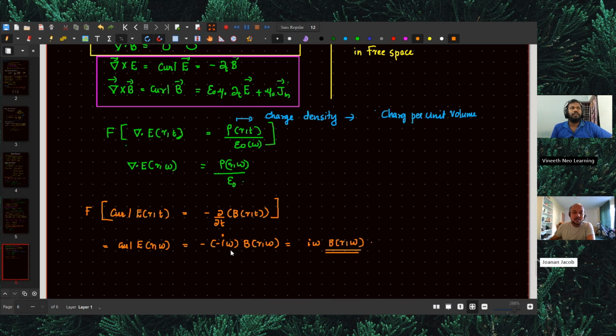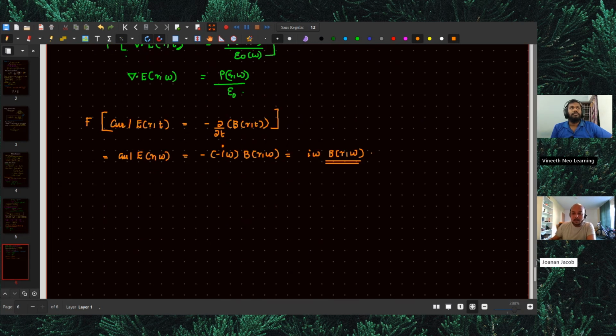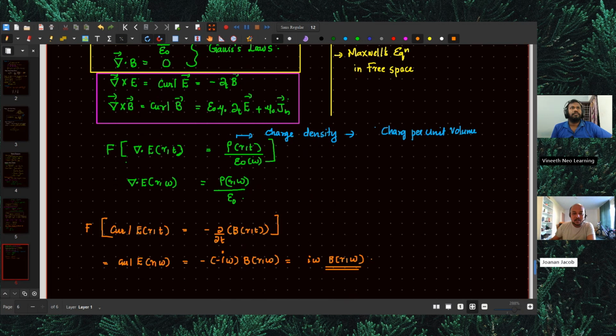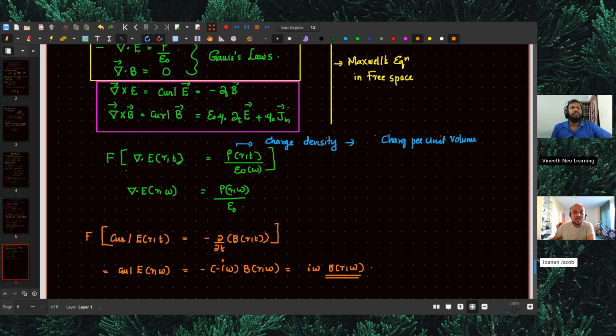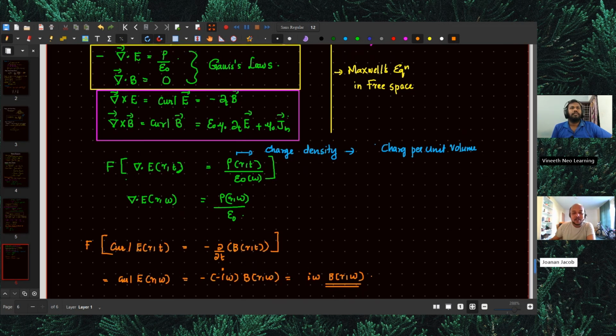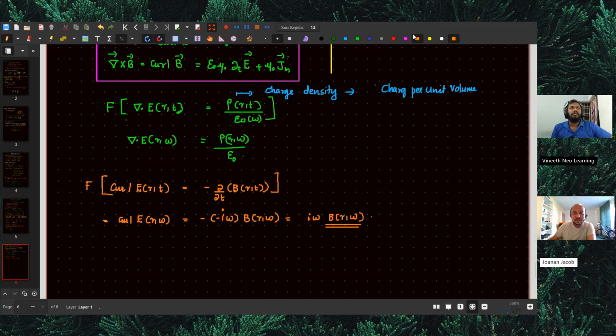Essentially what happened is that this whole partial derivative changed into an algebraic equation. The derivative has gone, it vanished. You get the idea there?